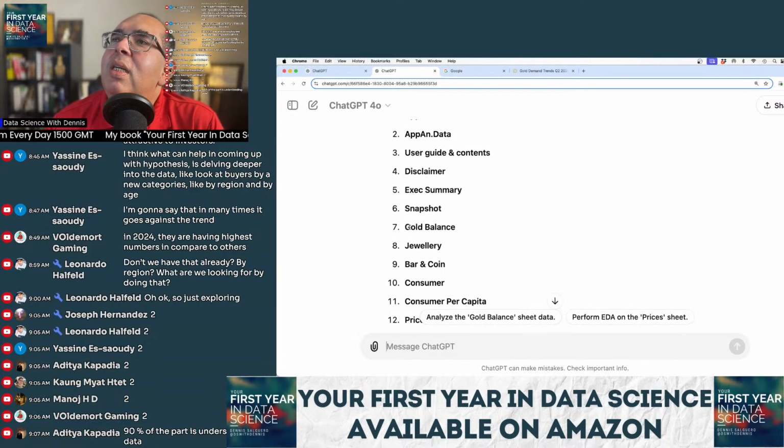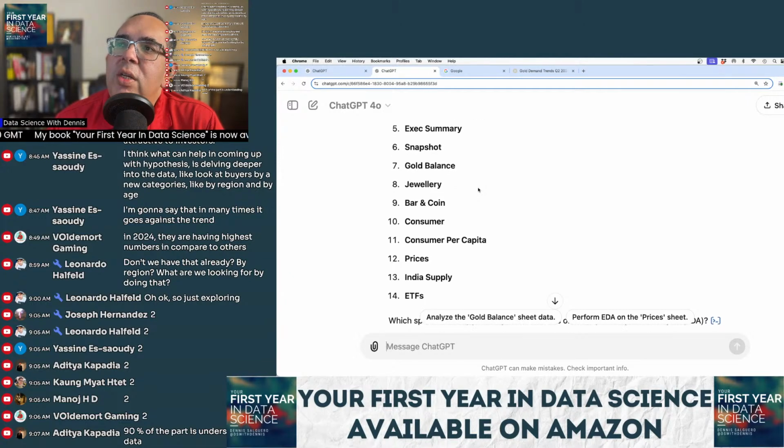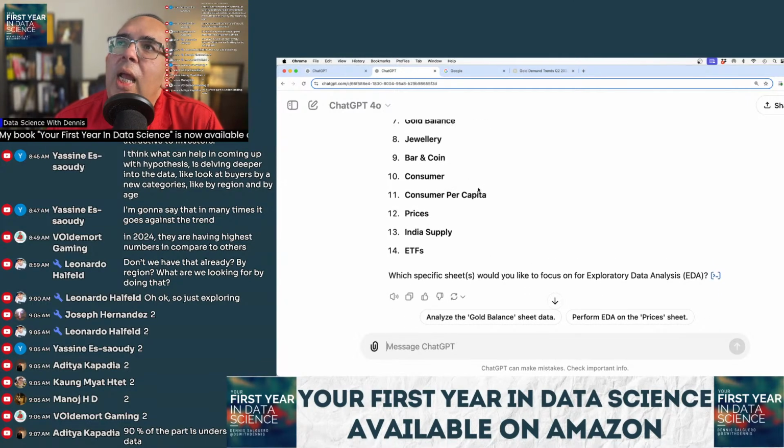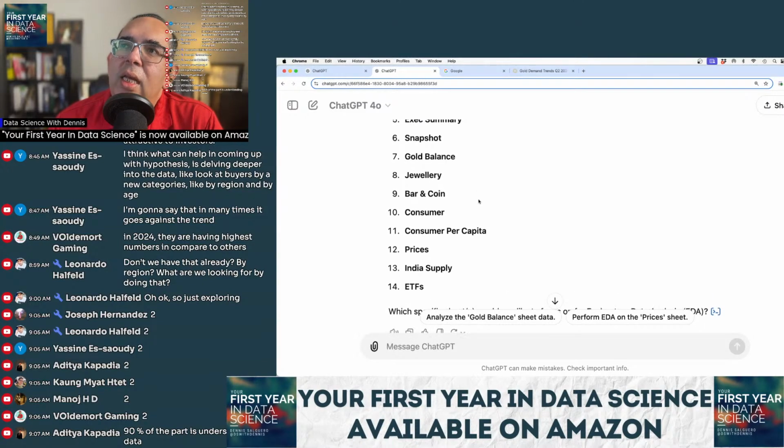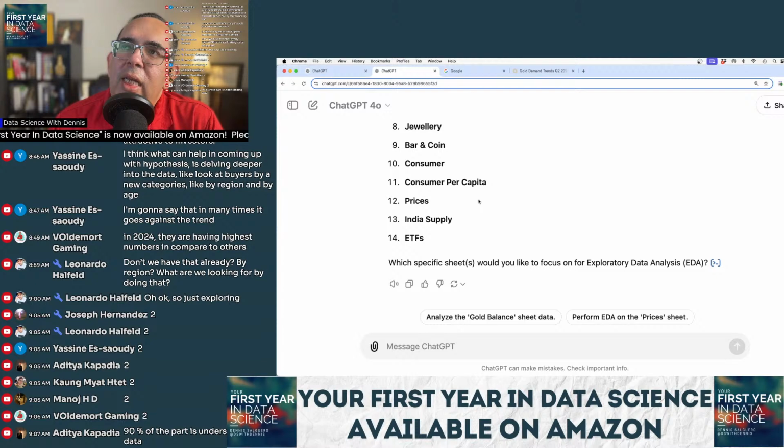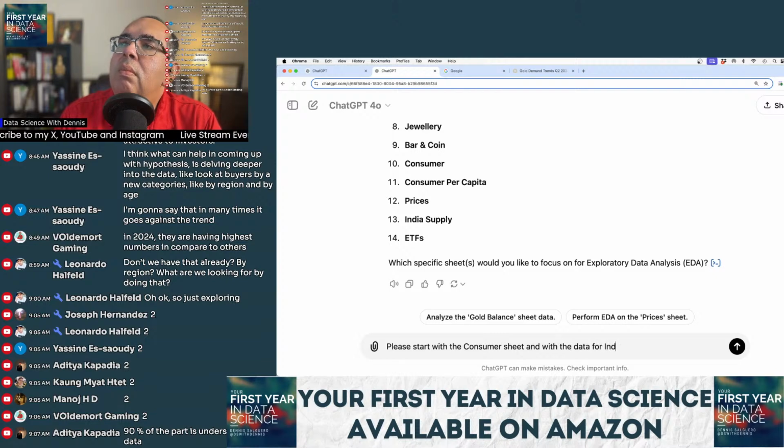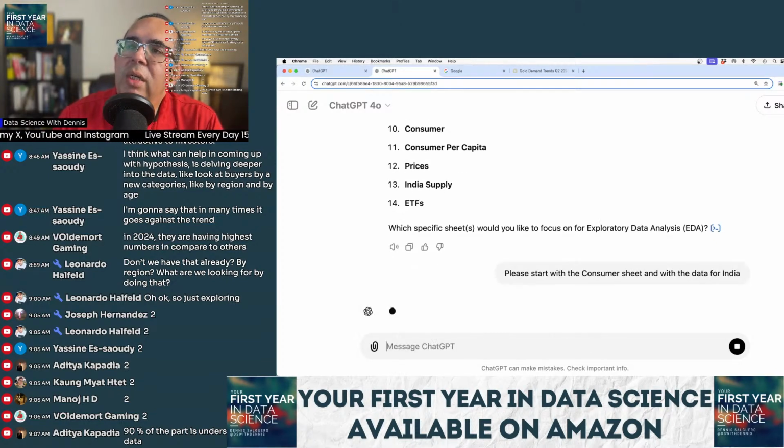All right, so our good employee ChatGPT is smart enough to know that there's multiple sheets, and I'm going to go ahead and say that I wanted to do EDA on the consumer side, on the consumer part, consumer sheet, and let's start with India. Let's see where India ends up on the sheet. Okay. So we're going to be specific in what we want, right? The consumer sheet for India.